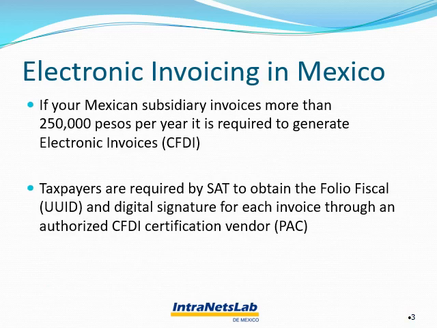If your Mexican subsidiary invoices more than 250,000 pesos per year, it is required to generate electronic invoices. Taxpayers are required by SAT, the tax authority, to obtain the Folio Fiscal UUID and the digital signature for each invoice through an authorized CFDI certification vendor, also known as PAC.